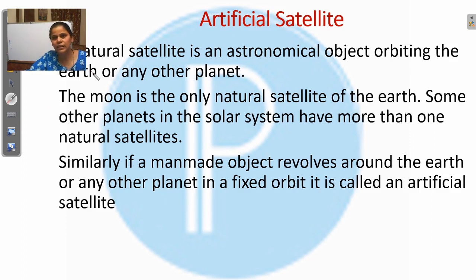Here the natural satellite is an astronomical object orbiting the earth or any other planet. Moon is the example of the natural satellite. Okay, so similarly, if a man-made object revolves around the earth or other planet in a fixed orbit, it is called the artificial satellite. Natural satellite means an astronomical object that orbits the earth or any other planet. But what is an artificial satellite? This is a man-made object that revolves around the earth or other planet in a fixed orbit.